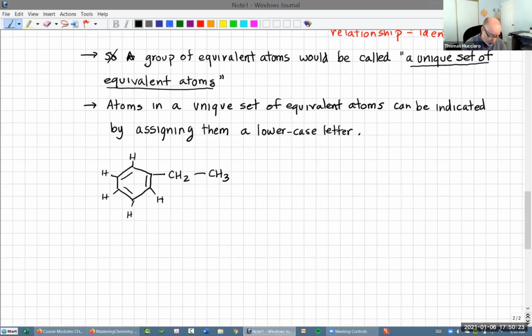So what organic chemists do, and if you look at some scientific papers and textbooks, you'll see this done, okay? They assign a lowercase letter. So for example, we said that in most cases, pretty much all the cases we can think of, hydrogens that are all on a single methyl group are going to be equivalent to each other. So we'll call these three hydrogens unique set A, okay? Those are going to be different from the CH2 hydrogens, right? So that's a second unique set, so we'll call that B, okay?